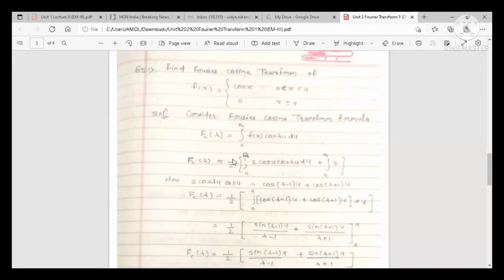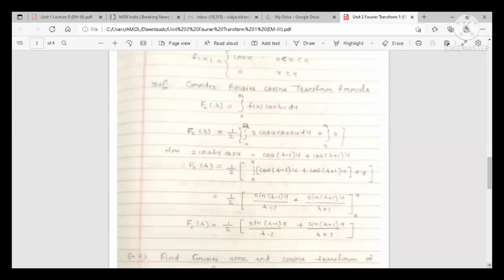So Fc(λ) is equal to the integral of f(u). f(u) here is cos u; in cos x, you replace that x by u, so you will get cos u. So your function f(u) is cos u when limits are from 0 to a, cos u into cos λu. Now multiply and divide the term by 2. Here we are multiplying by 2, so divide it by 2 also, so that you will get your original function. Plus integration from a to infinity. When limits are a to infinity, the function value is 0. So the second term is 0.